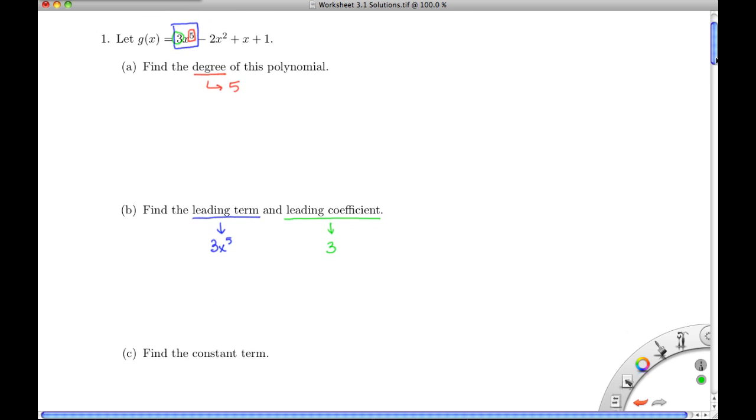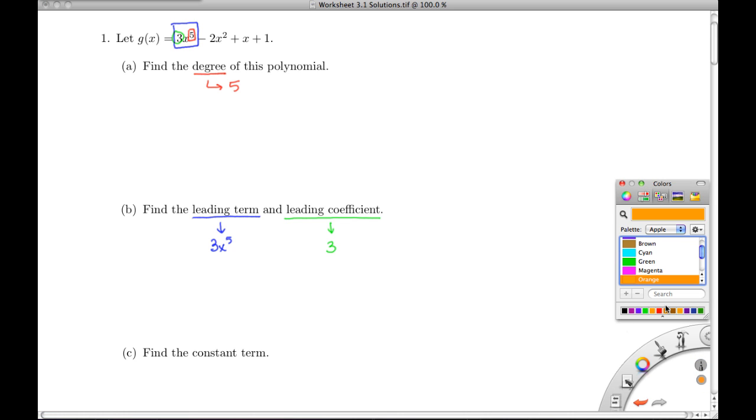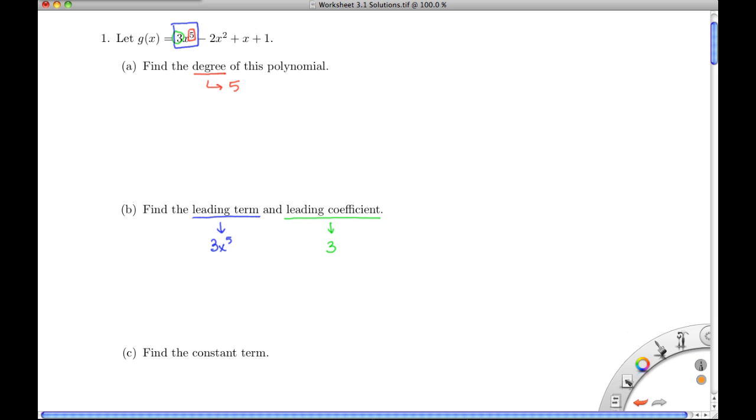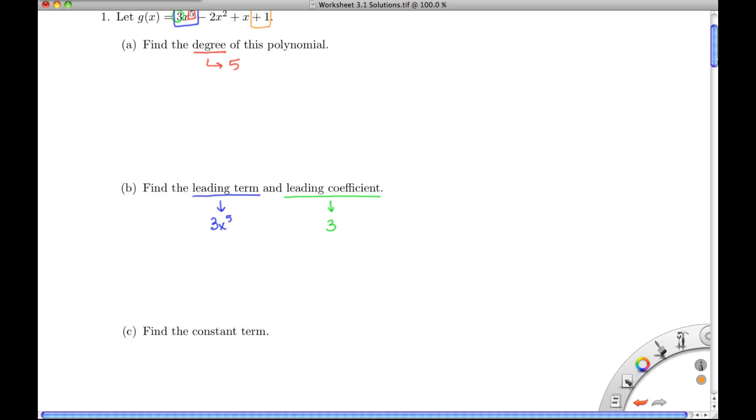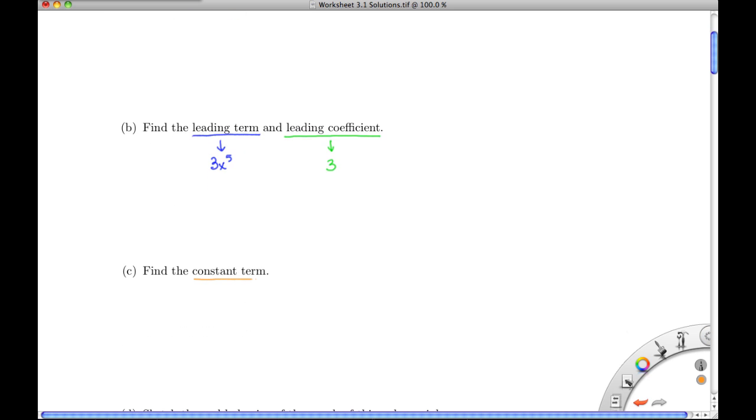Okay, so now we want to find the constant term, and that shouldn't be too bad. The constant term is going to be the term that is the constant. It may be there, it may not be present, but in this case we do have a constant term of plus 1, and we can go ahead and identify that. So our constant term in this case is just going to be 1.